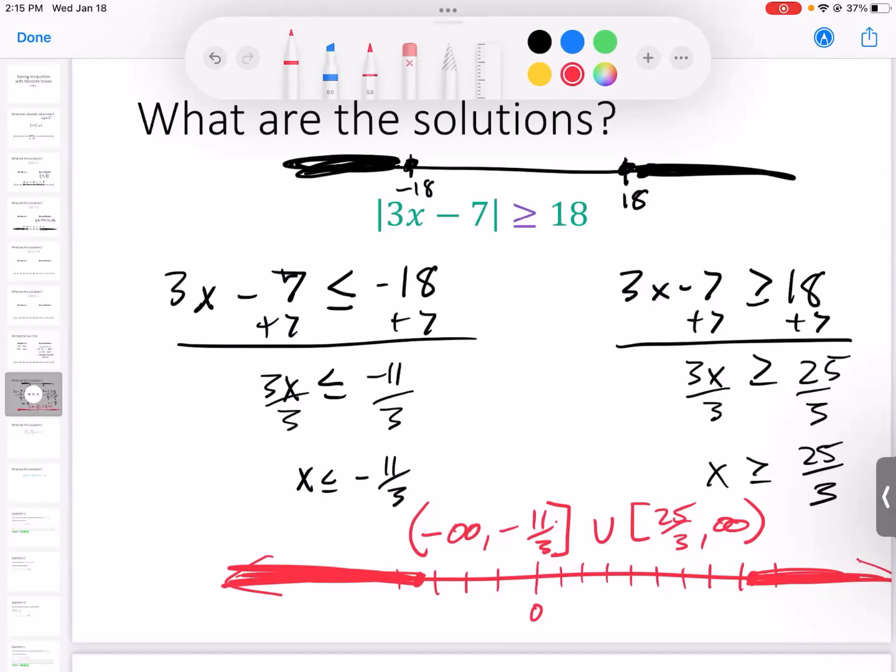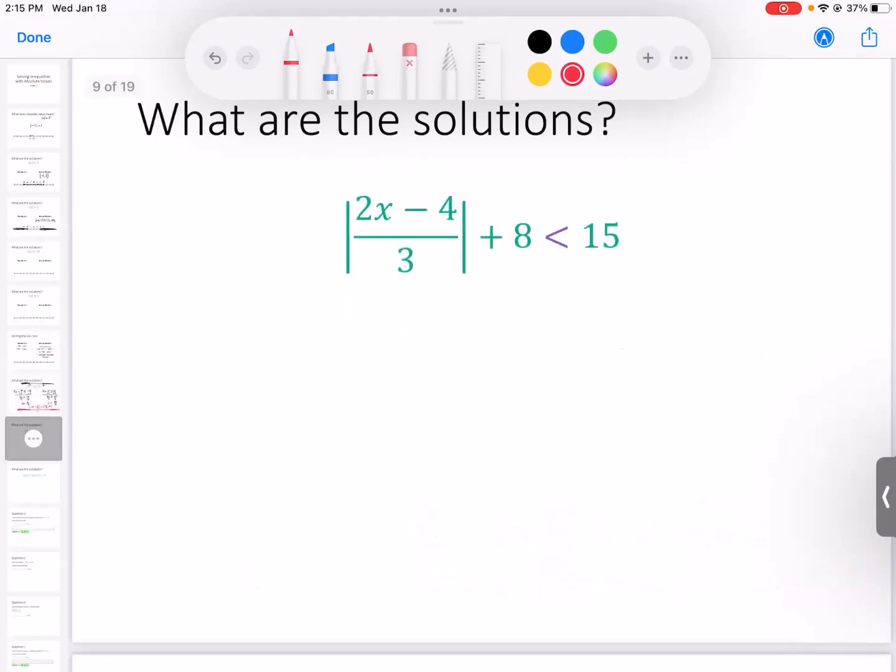Yeah, so how are you guys feeling about that? Okay, awesome. All right, so let's do this one then. So on this one, what do you guys think our first step would be?